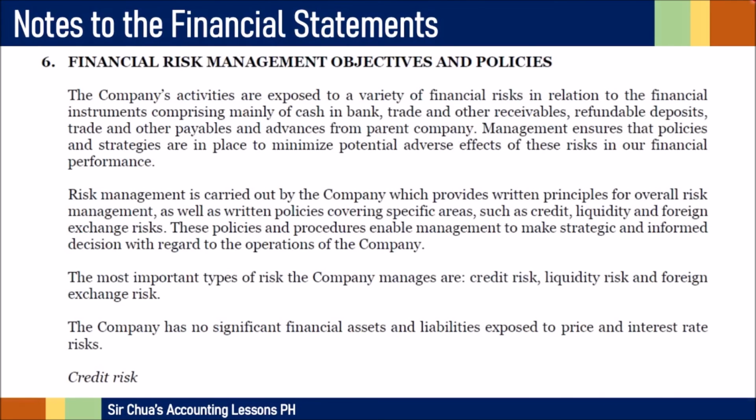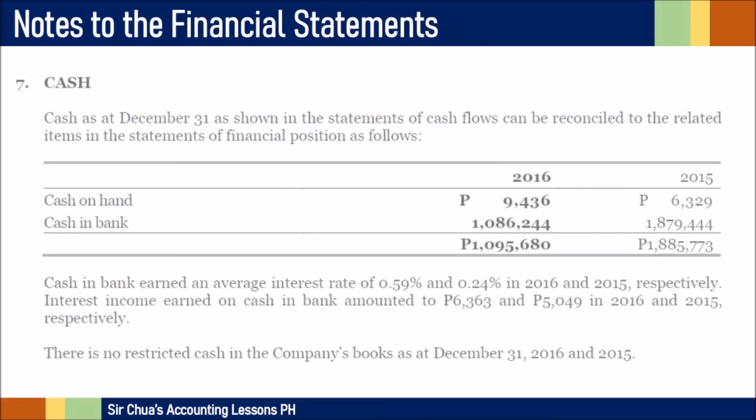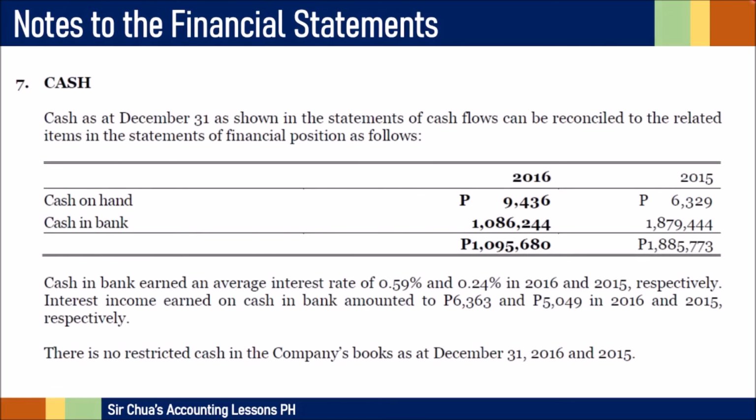And then we also have here financial risk management objectives and policies that the company has. And then for the details of the amounts that are presented in the face of the financial statements, that's what I've told you earlier, it should be properly cross-referenced. So in this company, their cash at the end of the period is 1,095,680, in which the components in 2016 are cash on hand of 9,436 and cash in bank of 1,086,244.